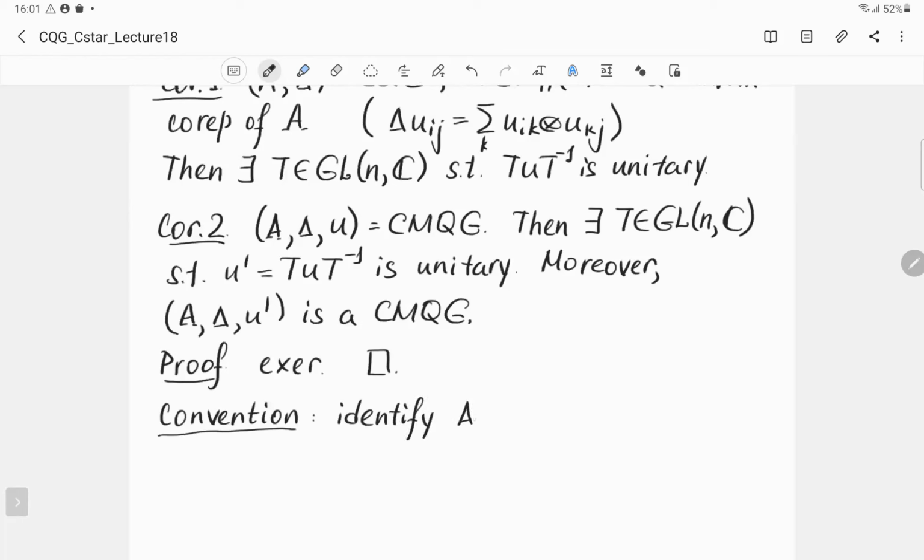Identify (A, delta, U) with (A, delta, U prime). This is quite natural because, well, the underlying compact quantum group is the same, and A and delta are the same. So we usually identify such compact matrix quantum groups.